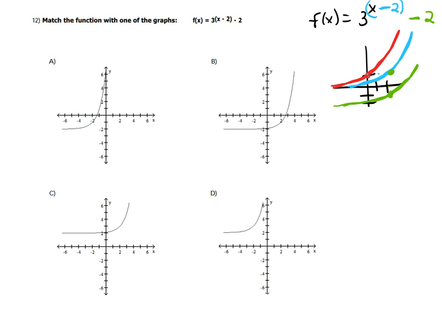So originally the x-axis was your asymptote. Now your asymptote, 0 was your asymptote. Now it's the minus 2. So which one's that going to be? It's B.